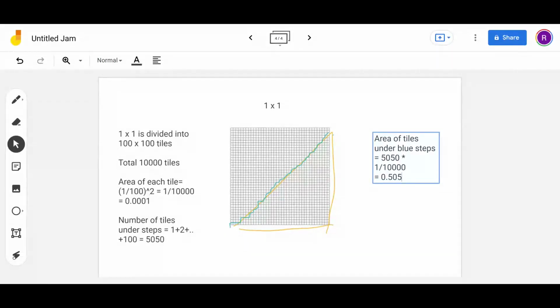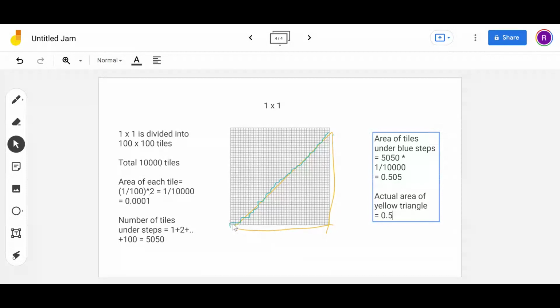Is it 0.505 or is it slightly less? It is less, sir. How much is it? 0.5. So it is 0.5, but you got 0.505. So you got a little bit more. And the little bit more you got, why?